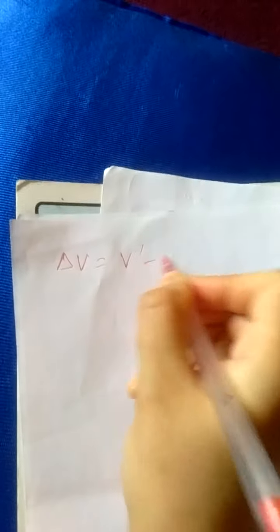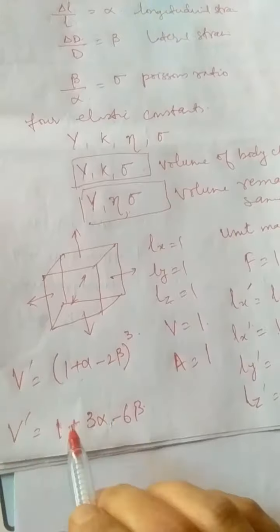Now, what is the change in volume? The change in volume is obviously the new volume minus the original volume. And what is the new volume? That is this, 1 plus 3 alpha minus 6 beta.